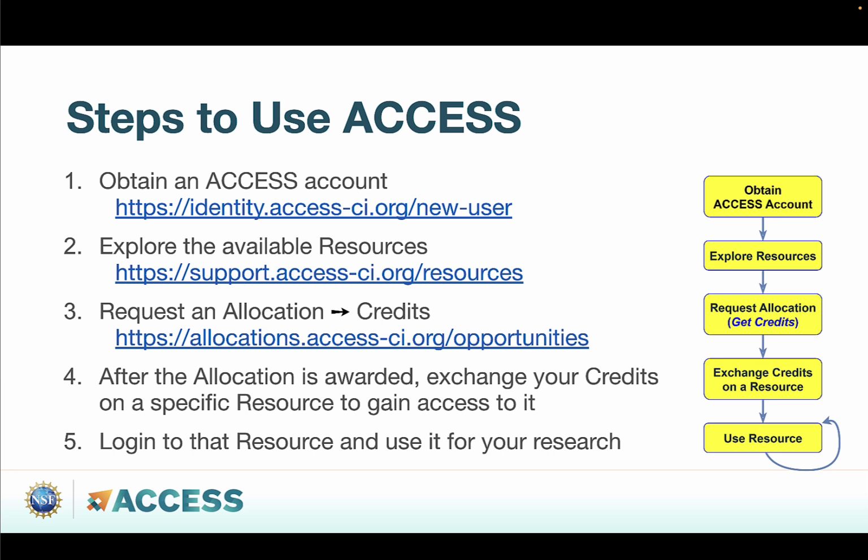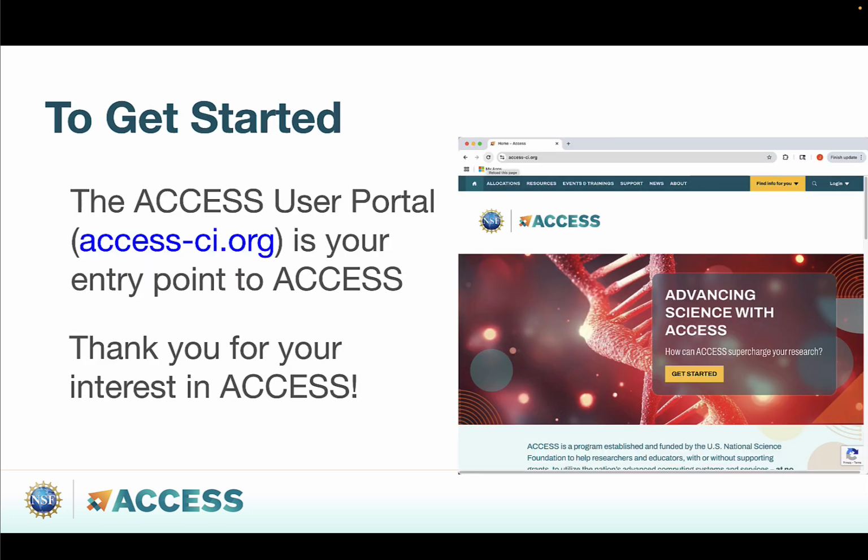Steps 1 through 4 are largely one-time steps. Subsequent presentations in this playlist will walk you through them. By contrast, you can do step 5 repeatedly once you have your allocation. To get started, the Access user portal, access-ci.org, provides your entry point to the system.